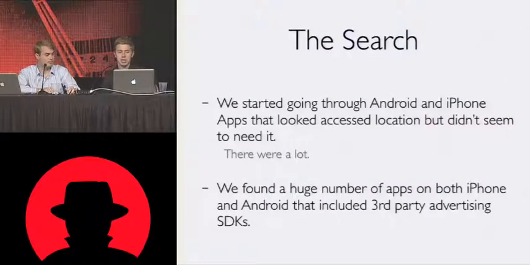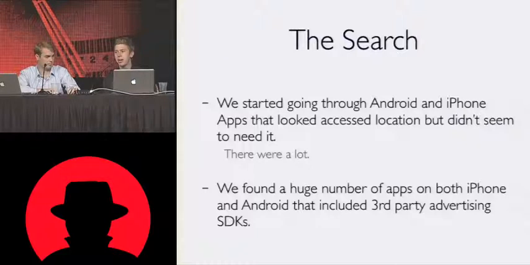So we started going through these apps. There's a lot of them. And apps that access location but didn't seem to need it. These are things that seemed anomalous, like the soundboard. We said, why does the soundboard need to access this? And what we actually found, over and over again, is that third-party SDKs were the only piece of code in the application that was accessing the location. And we found that actually interesting. It turned out to be third-party advertising SDKs.